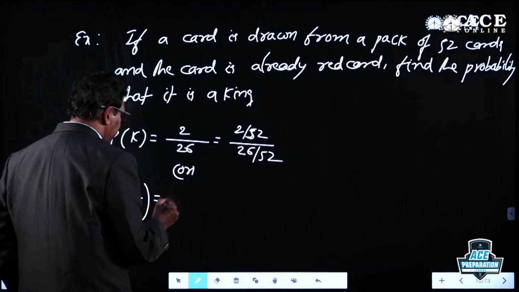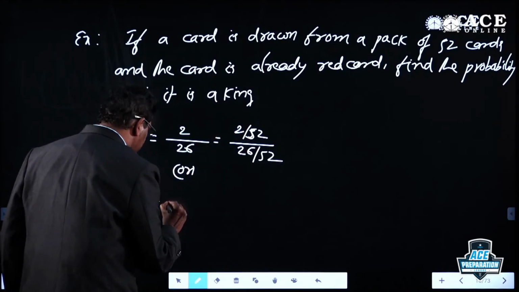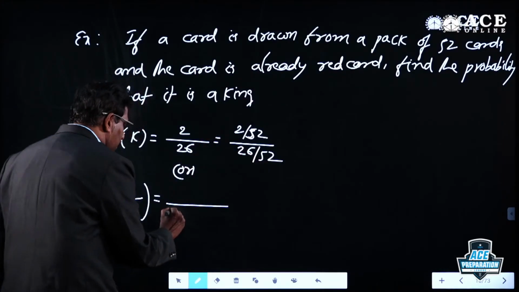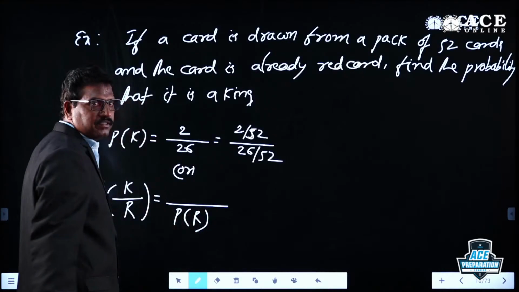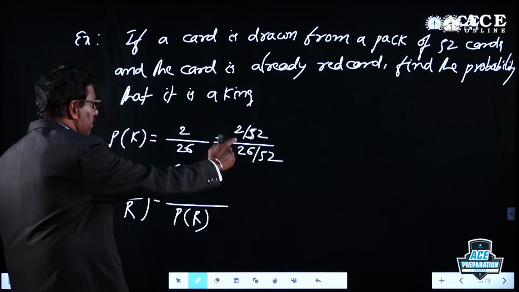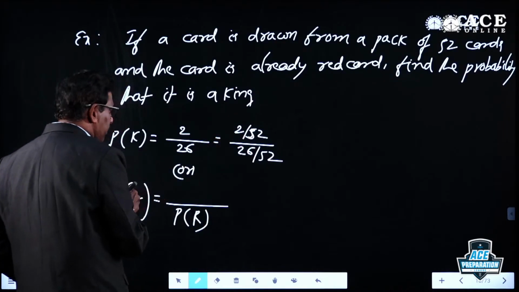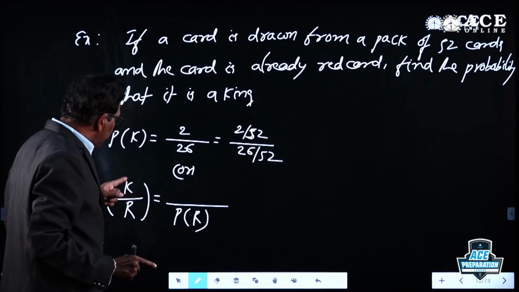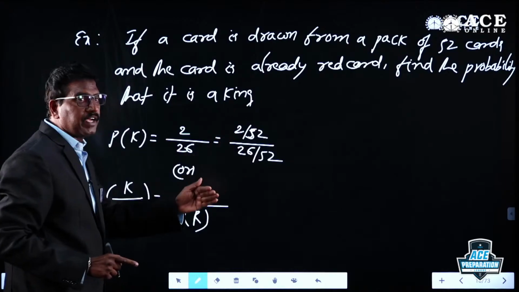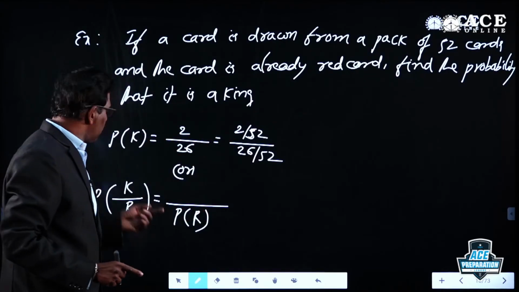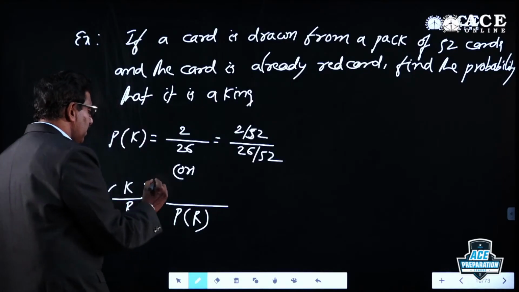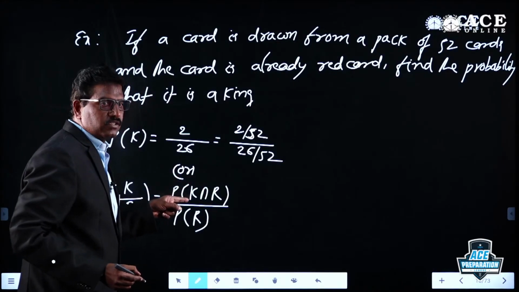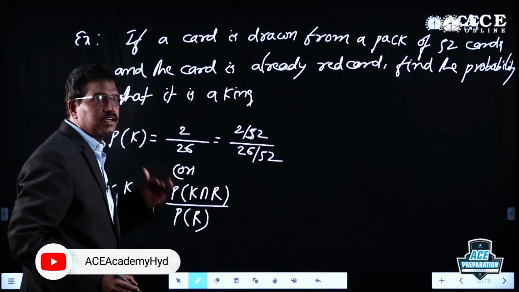What is 2 by 52? 2 cards. First, 26 by 52 means 26 red cards among 52 cards. This is nothing but the probability of a red card. The denominator is the probability of a red card. Now the numerator is nothing but 2 cards among 52 cards. There are 2 kings out of the red cards. This 2 indicates 2 kings which are from red cards. That is the combination of king and red cards. Red cards which are kings, there are 2. Kings which are red cards, there are 2.